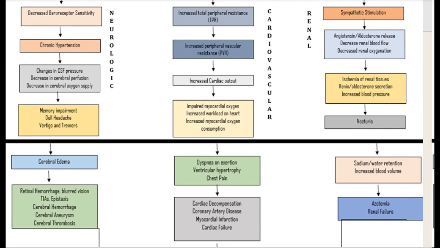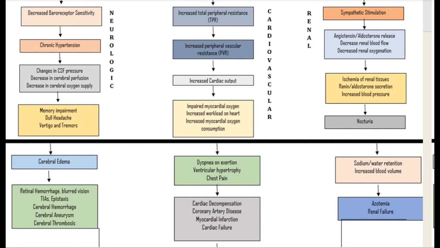That would cause increased cardiac output, which would lead to impaired myocardial oxygen, increased workload on the heart, and increased myocardial oxygen consumption. That would result in dyspnea on exertion, ventricular hypertrophy, and chest pain. That would cause cardiac decompensation, coronary artery disease, myocardial infarction, and cardiac failure, which would also lead later on to death.